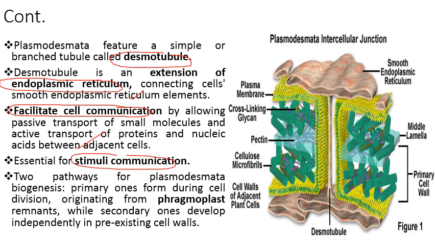First one is the primary one, formed during cell division, originating from the phragmoplast से बनता है. They are basically microtubules, उनके arrangement से ही बनता है ये. Then the secondary one dwells independently in pre-existing cell walls. दो तरह से ये बनते हैं. The next comes pits.